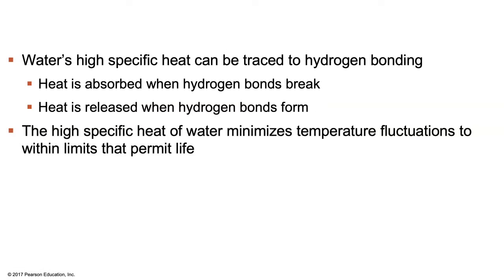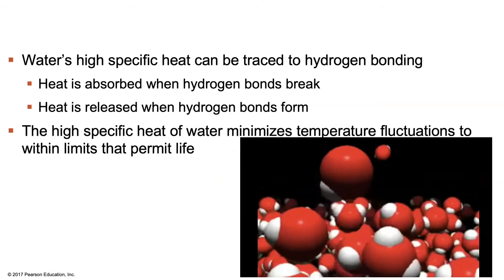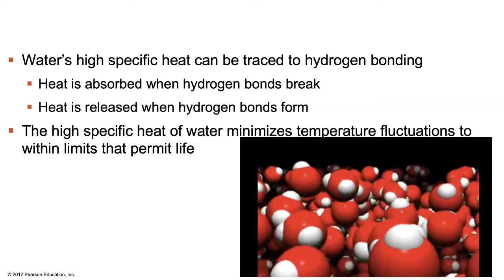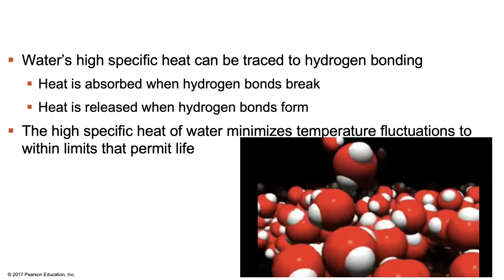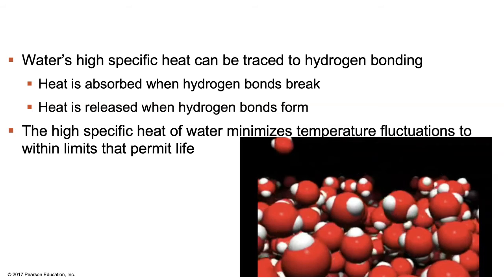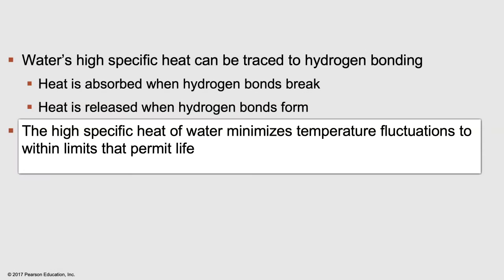All of the water molecules in the ocean are held together by a net of hydrogen bonds, which absorb the heat radiating down from the sun. They will only break when they've absorbed enough heat, at which point that water molecule will evaporate away, having absorbed enough thermal energy to transform from liquid to gas. In this way, the high specific heat of water minimizes temperature fluctuations to within limits that permit life.